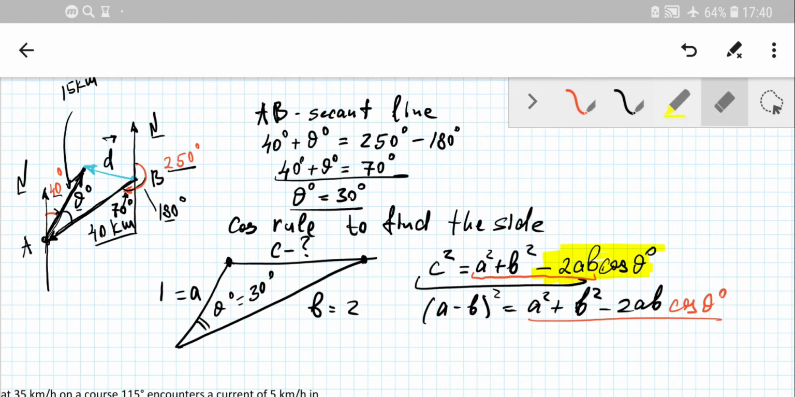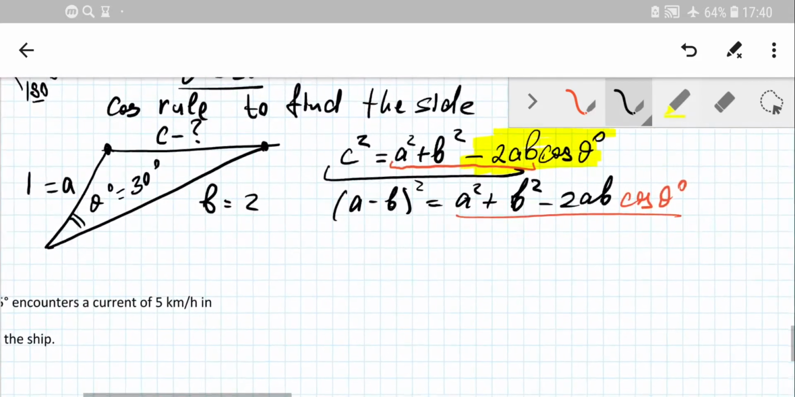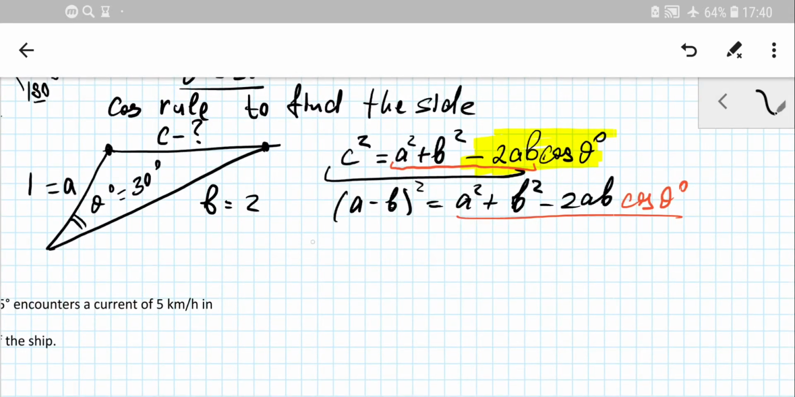So, okay, that's what we're going to find. And in this case, I'll just show you that c squared is simply 1 squared plus 2 squared minus 2 times a times b, which is going to be 4, right? 2 times 2 is 4. And cos theta, that's what we want to calculate.